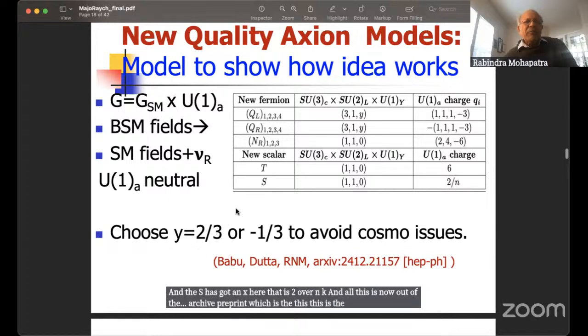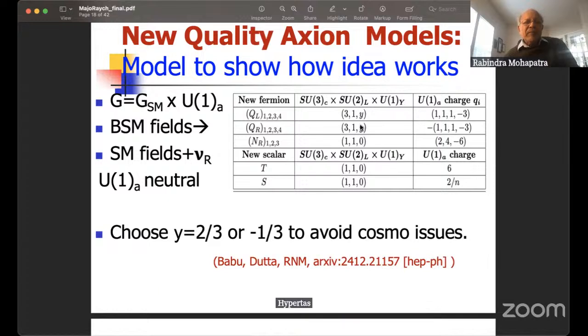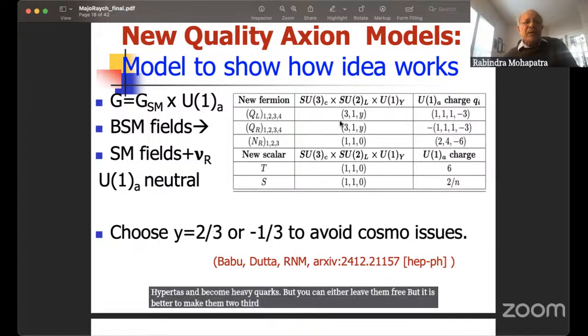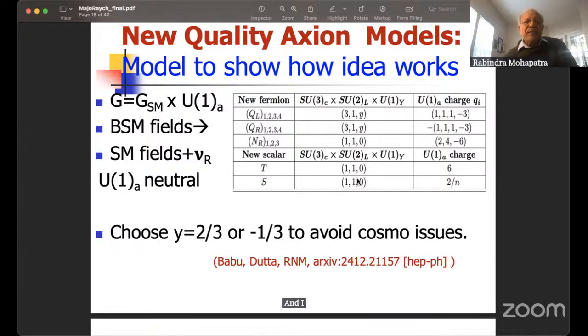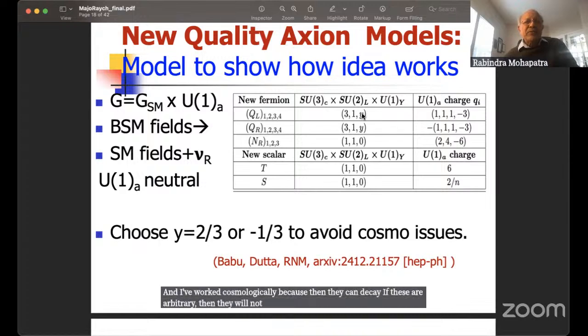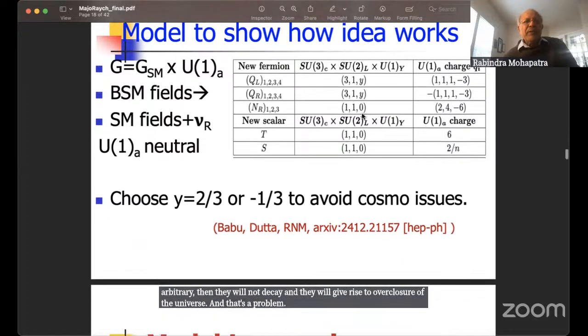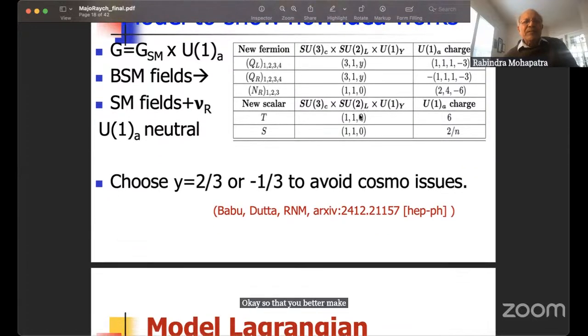Okay. Now, of course, in this case, we didn't specify what are the hypercharges of the heavy quarks, but you can either leave them free, but it is better to make them 2/3 or -1/3 so that they can couple to the standard model quarks and avoid cosmological issues, because then they can decay. If these are arbitrary, then they will not decay and they will give rise to overclosure of the universe, and that's a problem. Okay, so it is better to choose 2/3 and -1/3.